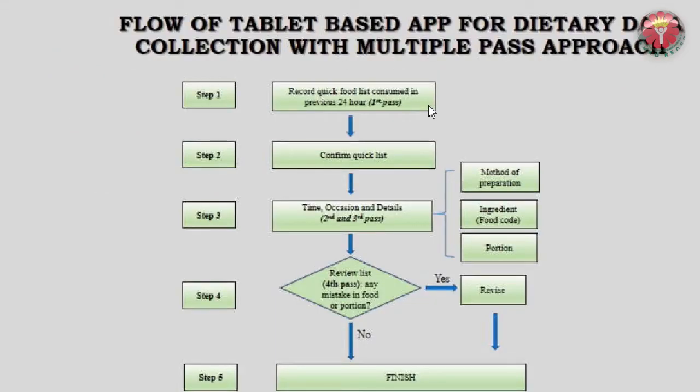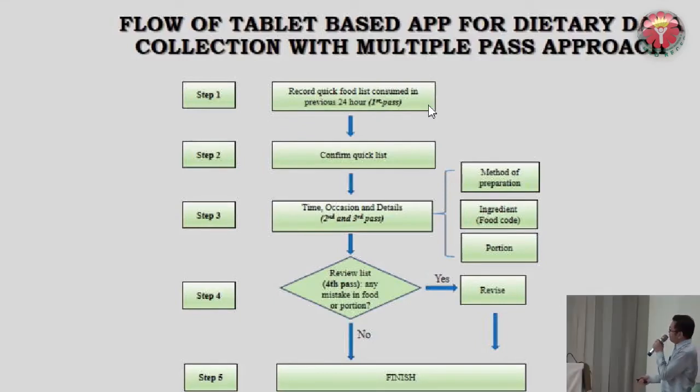Now, how do we build our app? This is the flow and the backbone of our app. As you can see, we follow exactly the principle of the multiple pass 24-hour recall. And here are the steps, here are the passes. First, we did a quick food list. Following the quick list, identify what you ate yesterday. And then in the next step, we confirm: are you sure, is anything missing, did you forget anything? This is a second phase, but it's not the second pass. It is part of the first pass.